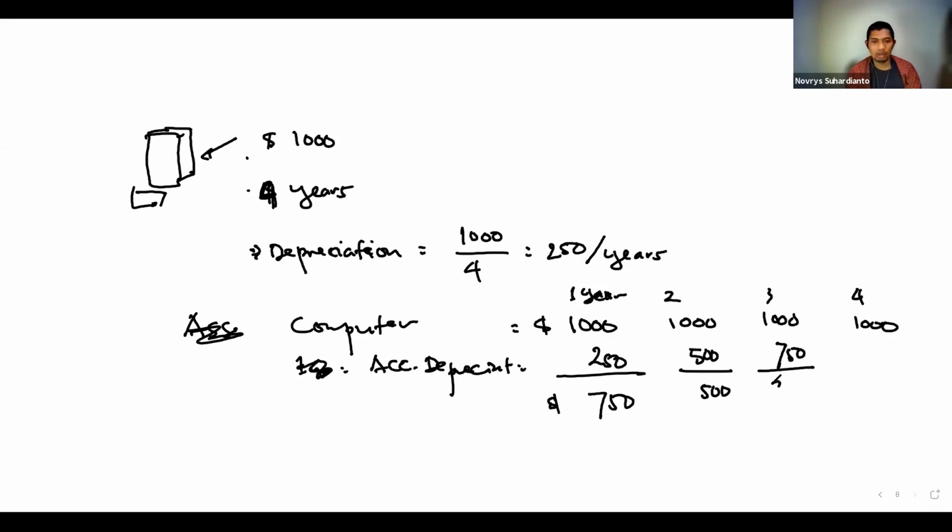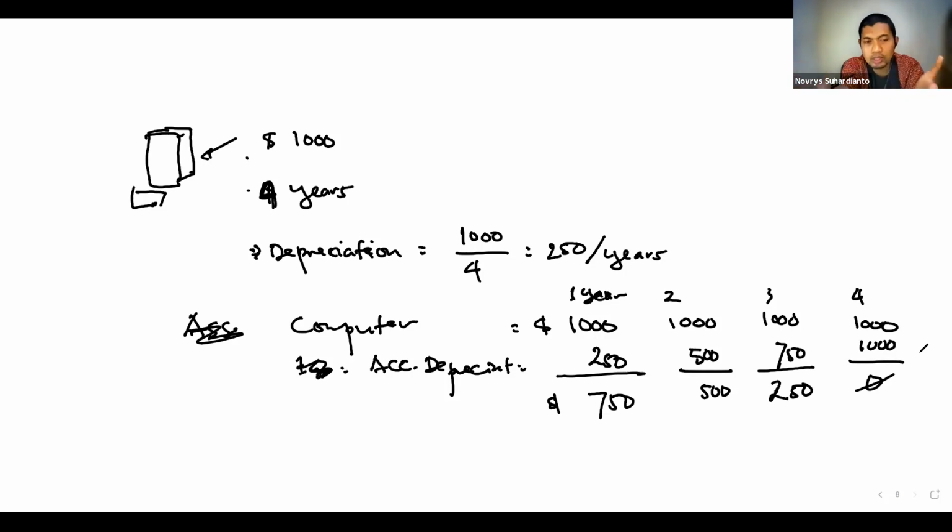In year 3, the accumulated depreciation will be 750. So the computer value is now 250. And at the end of year 4, your computer is completely expired in terms of value, regardless of the physical aspect, the physical function of the computer.